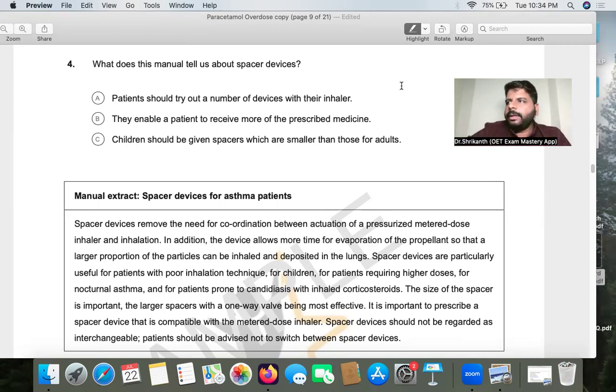This is a comparatively easy question. Here, if you do the elimination strategy, very easily you can find the answer.